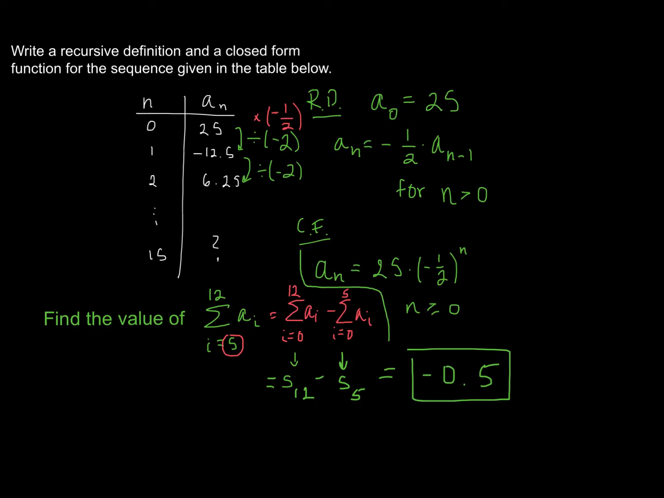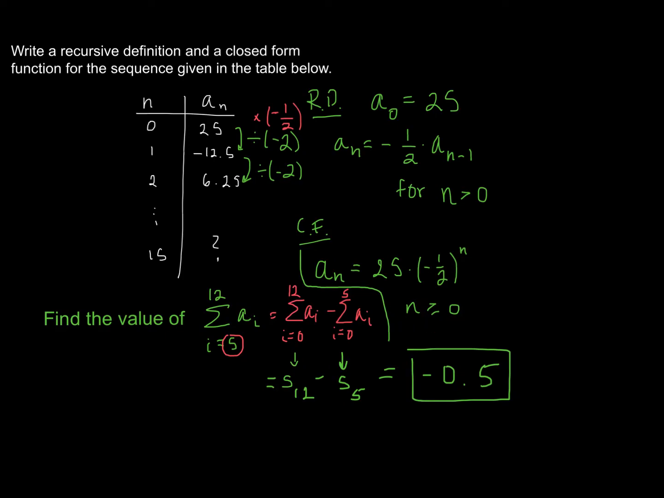Closed form definition, similarly, any term, a sub n, can be found by taking the initial term, 25, and multiplying it by a certain number of negative 1/2's. So negative 1/2 to the n. Thinking about when n is 0, I don't want to be multiplying by any negative 1/2. So the 0 exponent will make this 1, and that will allow me to get just 25. So this is for n greater than or equal to 0.